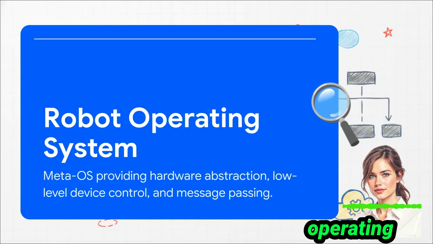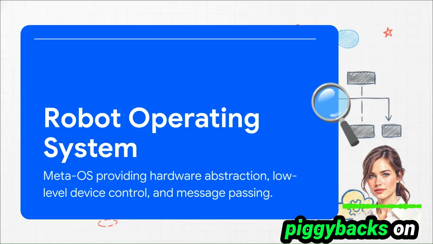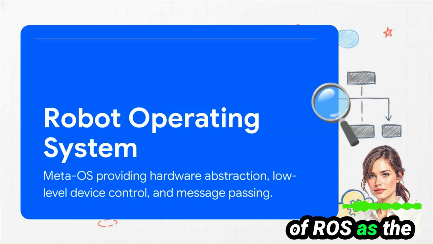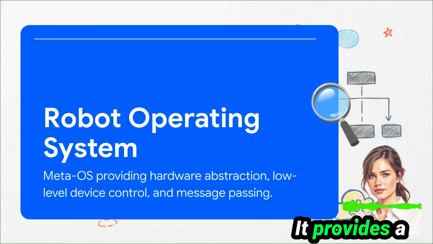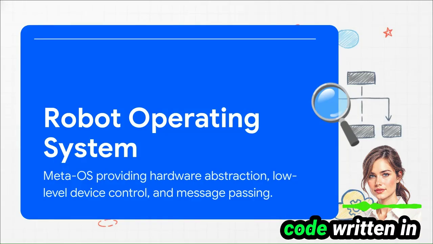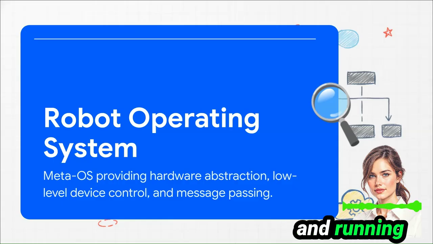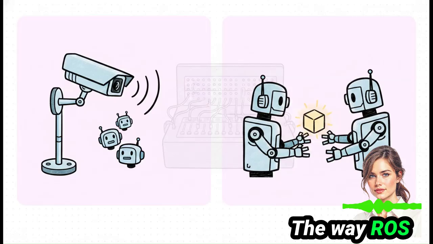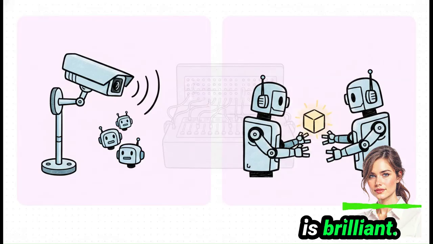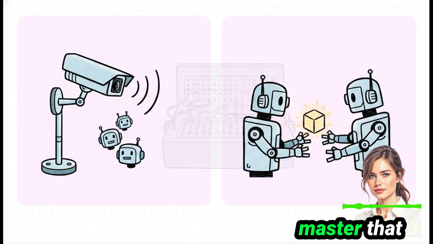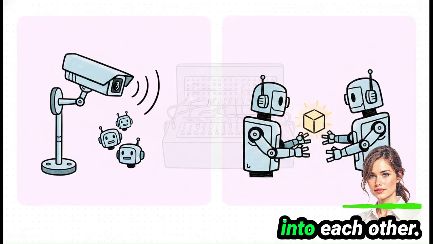It's a meta operating system that basically piggybacks on your existing OS, usually Ubuntu Linux. You can think of ROS as the ultimate project manager. It provides a distributed framework that lets chunks of code written in totally different languages and running on completely different computers all talk to each other seamlessly. The way ROS handles all this chatter is brilliant. It uses a ROS master that acts just like an old-timey switchboard operator, plugging different nodes into each other.